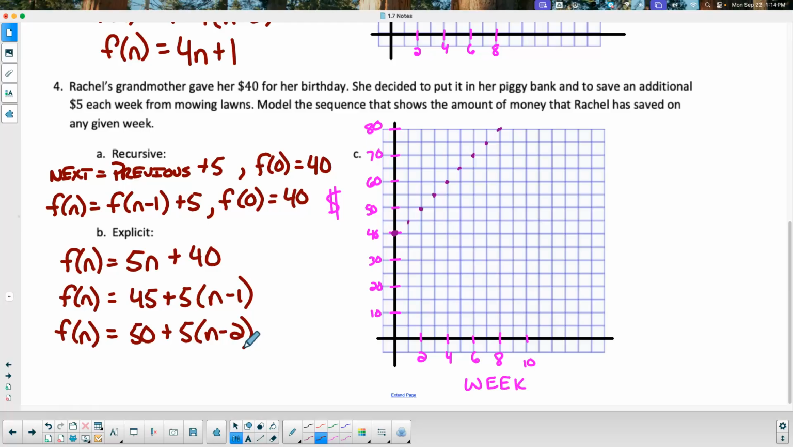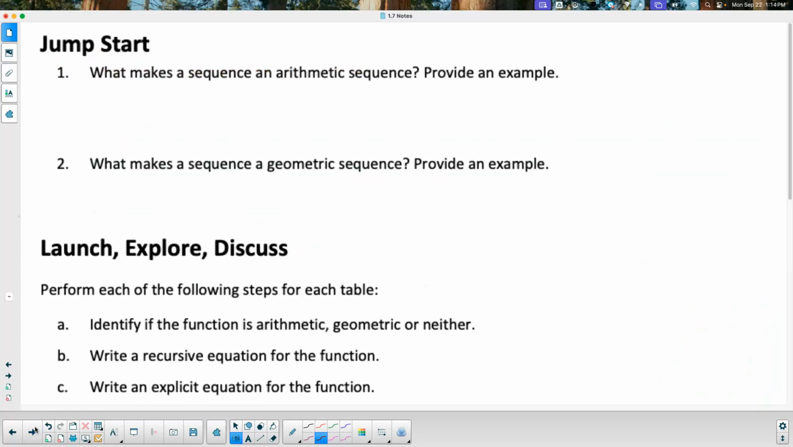So we just did some arithmetic sequences. What makes an arithmetic sequence arithmetic? Addition and subtraction. To get what? To get the next term, then? To get the next term, we add or subtract? Yeah. Okay, so we add or subtract to get the next term.